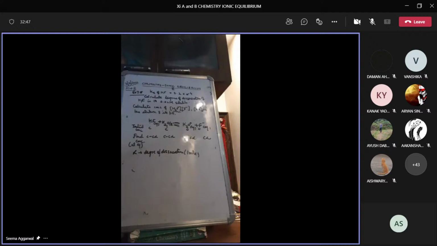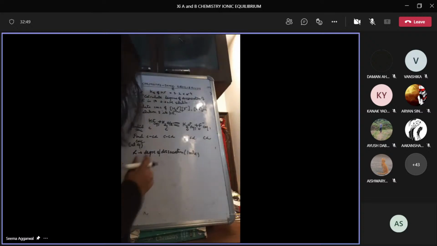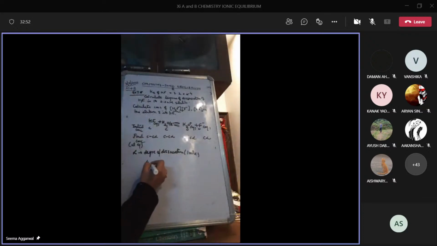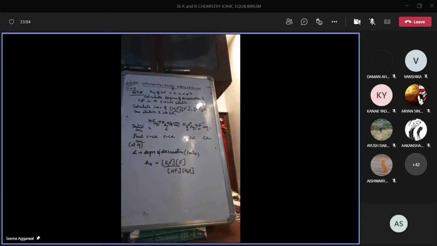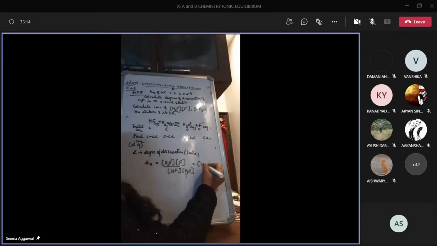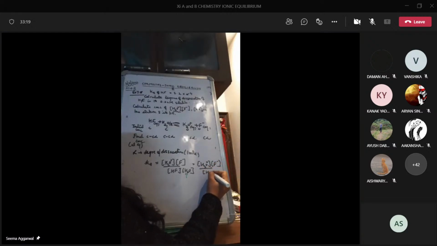So it will be C alpha into C alpha. Okay. Now, what is the formula for Ka? Concentration of products upon reactants. Products means H3O plus, F minus upon HF and water. What will be the concentration of water? 1. Very good. Concentration of pure liquid is 1. So this formula will reduce to H3O plus F minus upon HF.